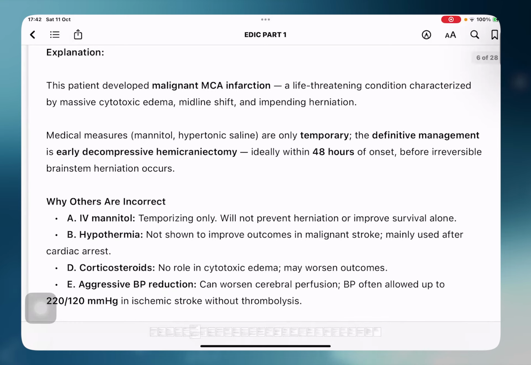In case of ischemic stroke, the blood pressure is allowed up to 220 by 120 unless the patient is going for thrombolysis, for which the blood pressure target is... If the patient is going for thrombolysis in an ischemic stroke, what is the blood pressure target? 180. 180, correct. So if you are not thrombolyzing, then 220 by 120 is just fine. All right.